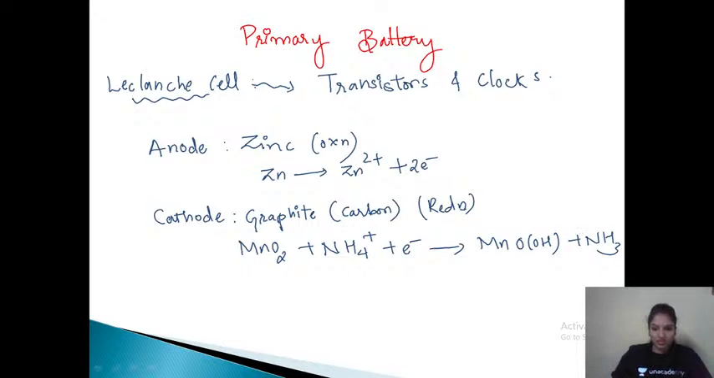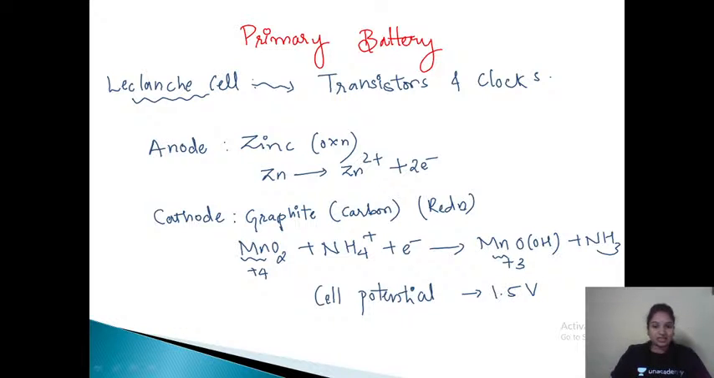And ammonia is formed. Now you can see here, manganese is in the +4 oxidation state, whereas here it is in the +3 oxidation state. So manganese has got reduced in this particular case. So this is one cell. Here movement of electrons takes place, and this movement of electrons results in a cell potential of 1.5 volt. So this cell has a cell potential of 1.5 volt.